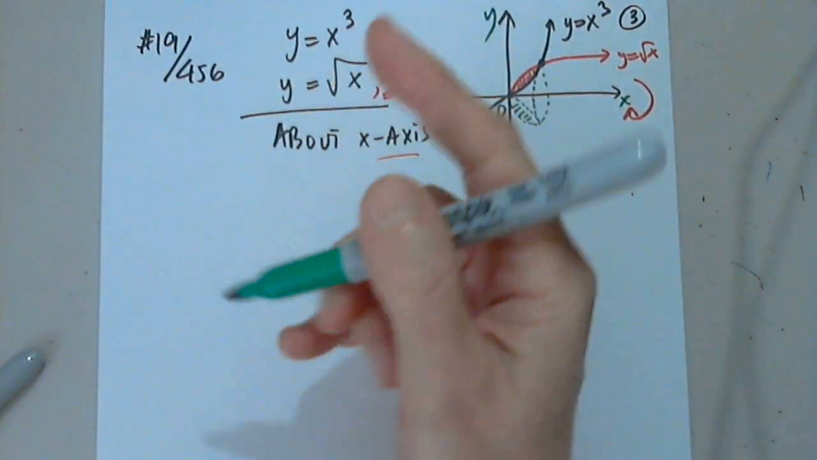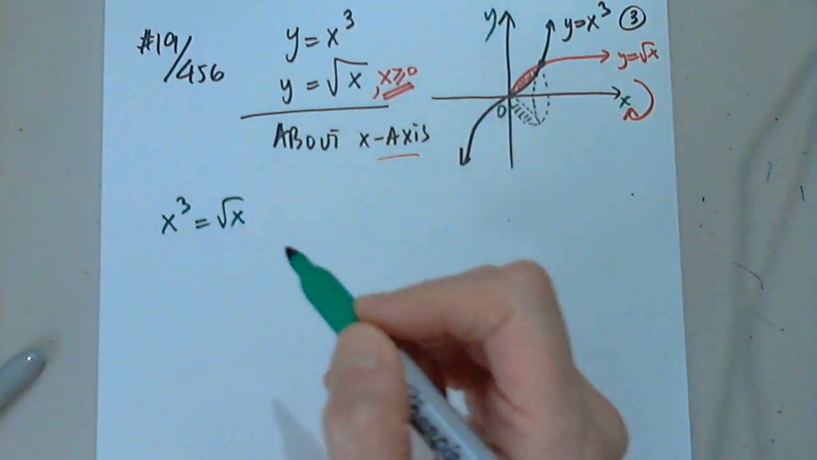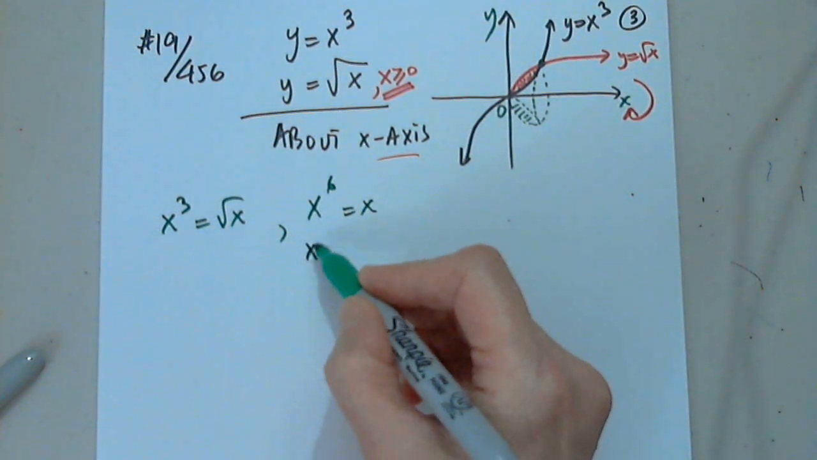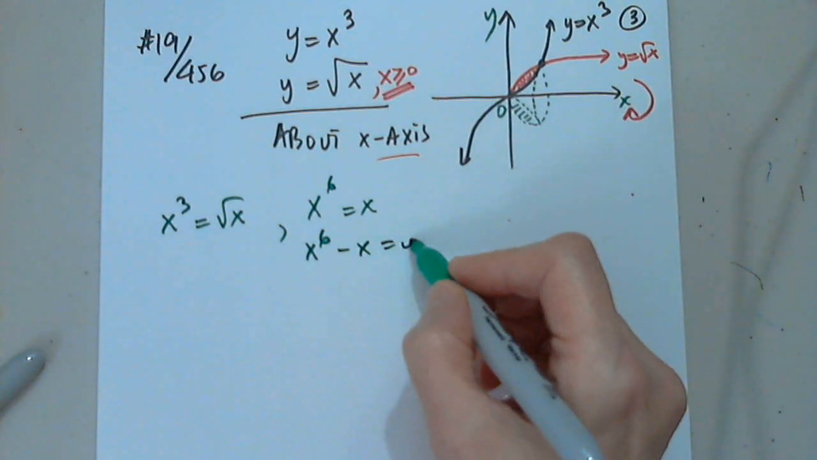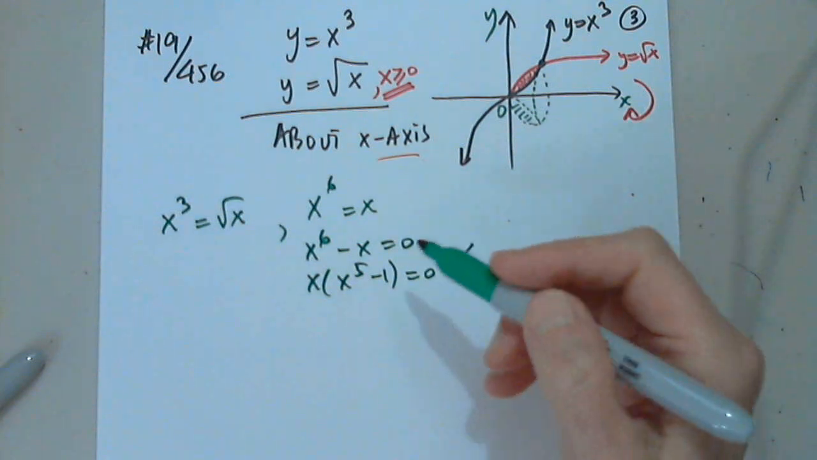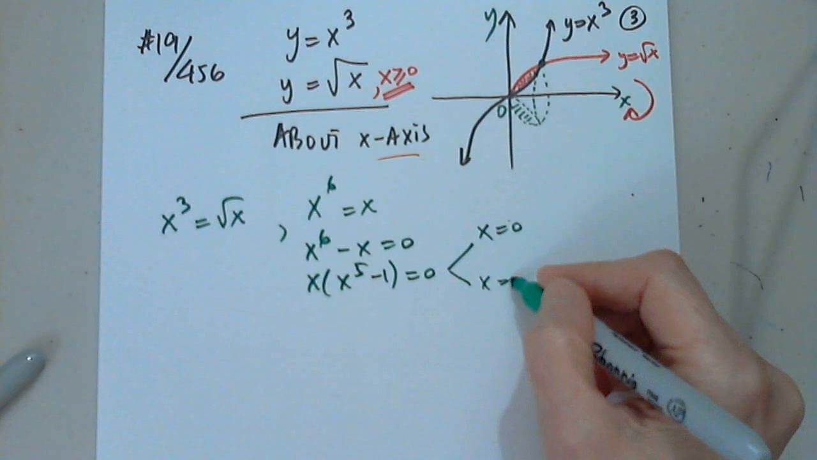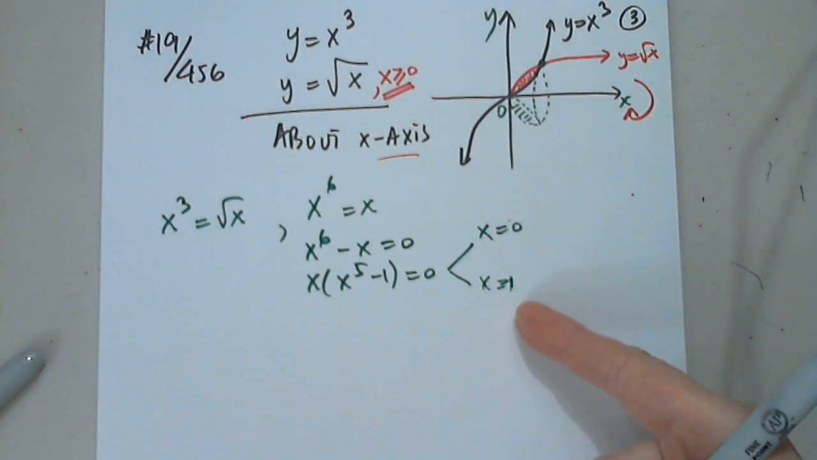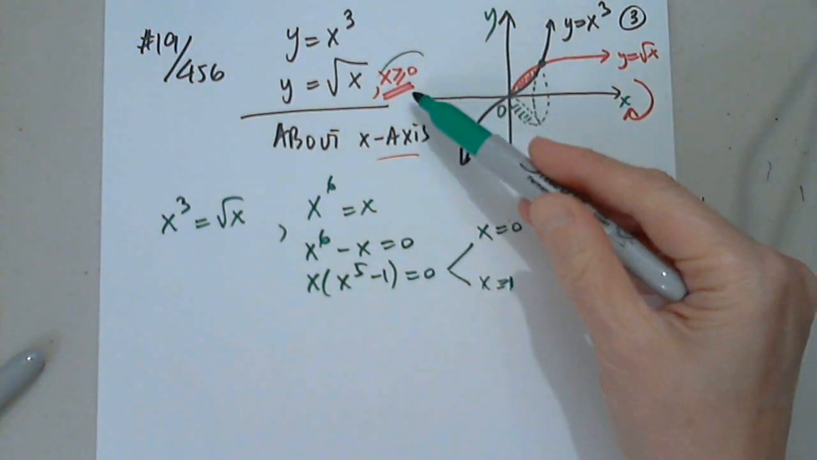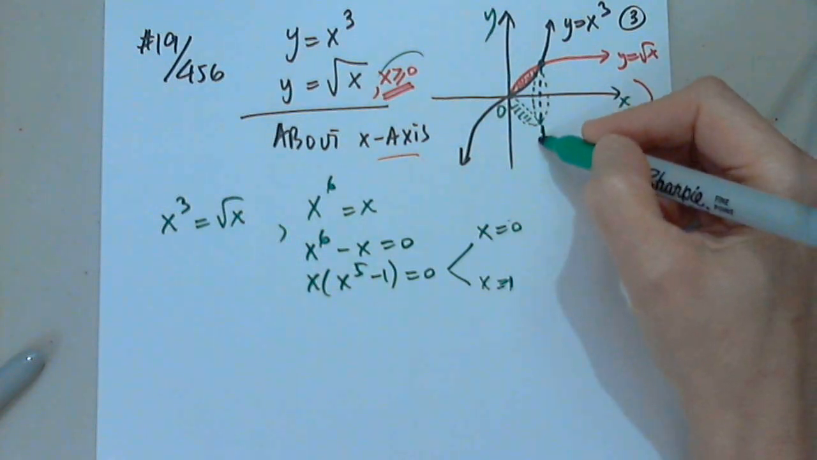Okay, I will set these equal to each other. So x cubed equals the square root of x. We square both sides. X to the 6th equals x. X to the 6th minus x equals 0. X to the 5th minus 1 equals 0. There are obviously 6 solutions, but only x equals 0 and x equals 1 are of interest to us. The negative side has no meaning because x has to be greater than or equal to 0. Okay, so then this is 1.